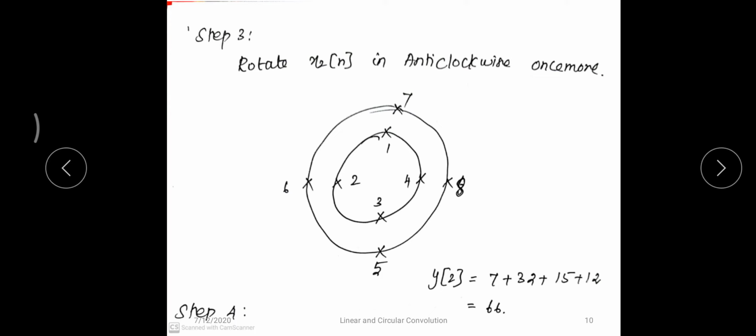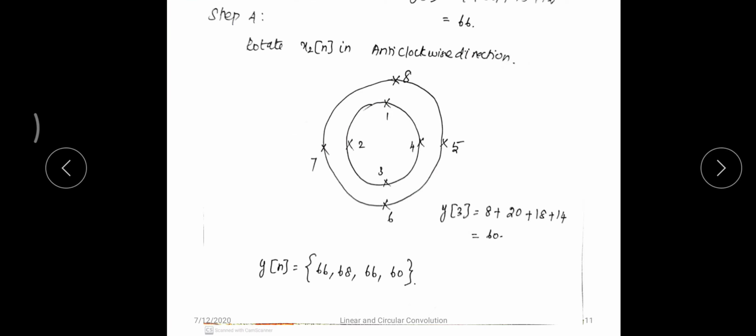Now to get the fourth sample, that is the last sample, once again we have to rotate. Okay, now rotate this 5 once again in an anti-clockwise direction, since x2 of n is placed in clockwise. Okay, 5, 8, 7, 6. That is nothing but this figure. Once again multiply the values and do the summation. I am getting 60. That is 8 plus 1, 4 into 5, 3 into 6, 7 into 2. That value is 60. Now this is your fourth sample of your output sequence. Now you can write y of n is equal to 66, 68, 66, 60.